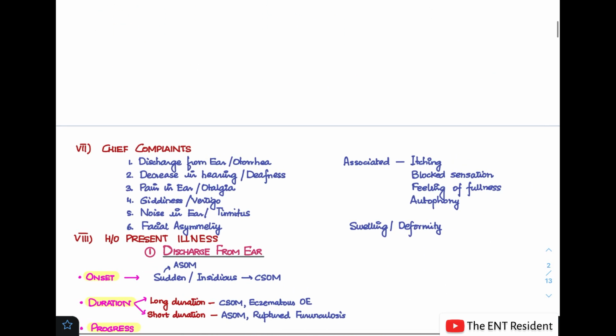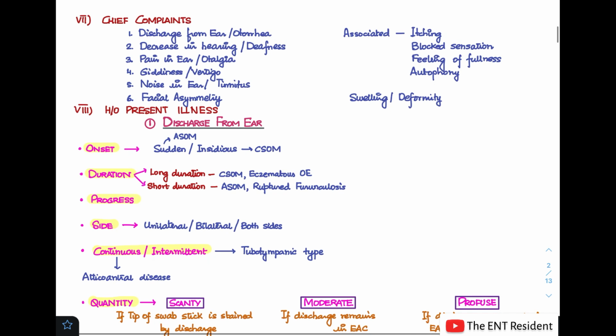Next, we come to the most important part, which is the chief complaints. Now, what chief complaints will an ear case usually come to you with? First, discharge from the ear, also known as otorrhea. Second, a decrease in hearing, deafness. Third, pain in the ear. Fourth, giddiness or vertigo. Fifth, a ringing sensation and noise in the ear, which is known as tinnitus. Sixth, facial asymmetry. Also, there can be a swelling or a deformity in the ear, and there are various associated symptoms like itching, blocked sensation of the ear, feeling of fullness in the ear, autophony, etc.